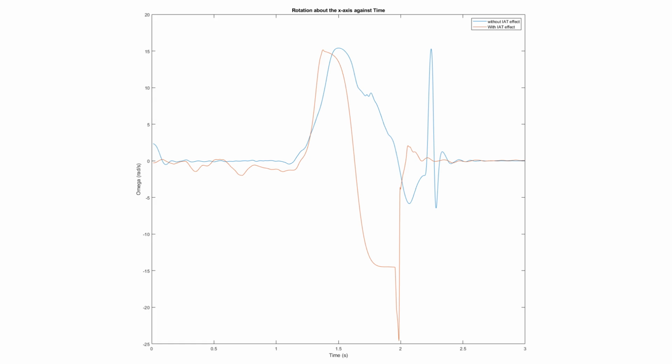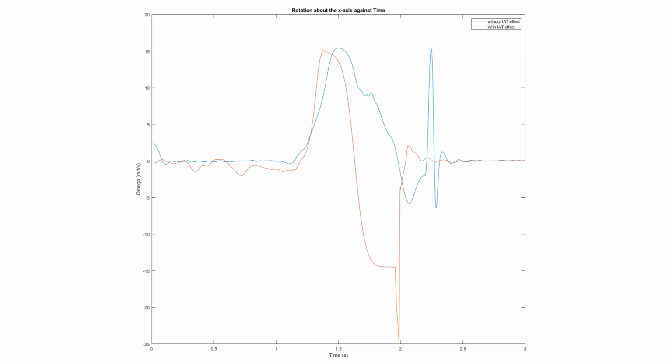So we can see a clear difference in the rotation about the x-axis. We can see it's purely positive and that it just increases and slows down during the time at which it's in the air. But with the intermediate axis theorem effect, we can see that changing from positive to negative, which is a clear indicator of this effect.